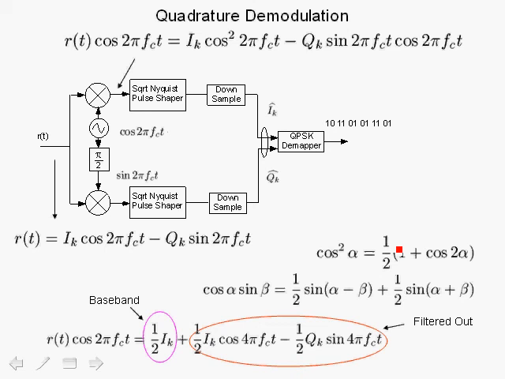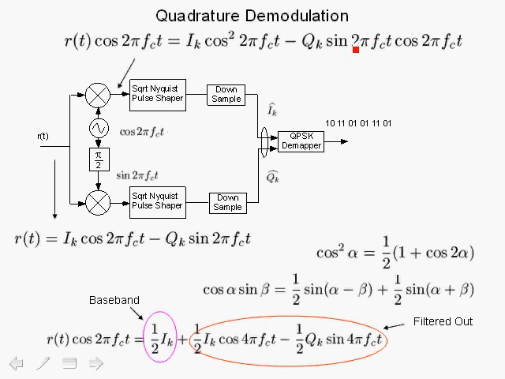We obtain a term which is 1/2 times I sub k, which is shown over here, and we have a term which is twice the angle, so we get cosine of 4 pi f c t, and this is at twice the frequency of the carrier. So this term is a harmonic at twice the frequency of the carrier.